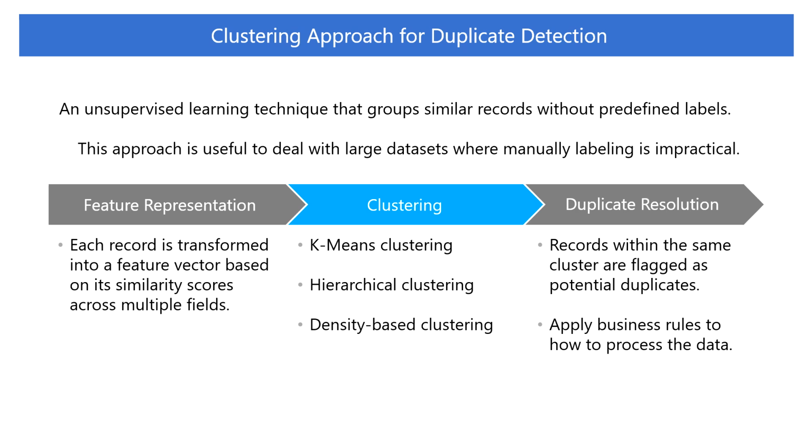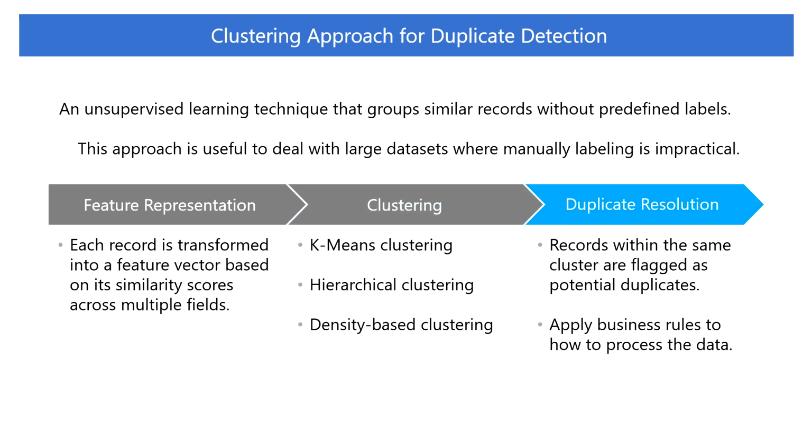Hierarchical clustering groups records based on similarity measures, forming clusters of potential duplicates. Density-based clustering methods like DBSCAN, density-based spatial clustering of applications with noise, identify clusters of similar records while filtering out distinct entries. These algorithms are detailed in later lectures.